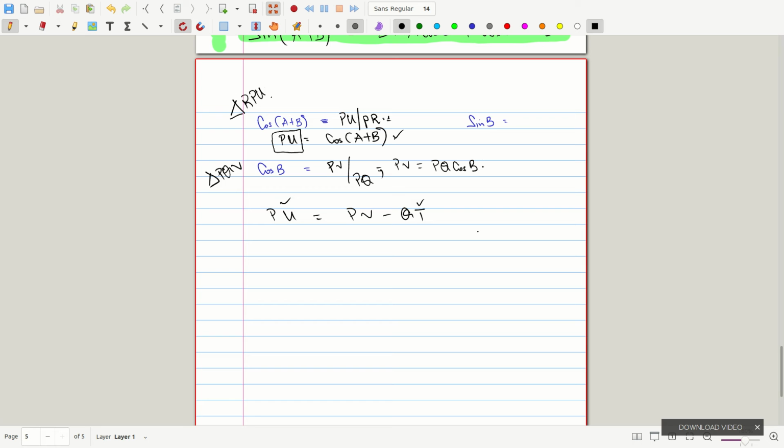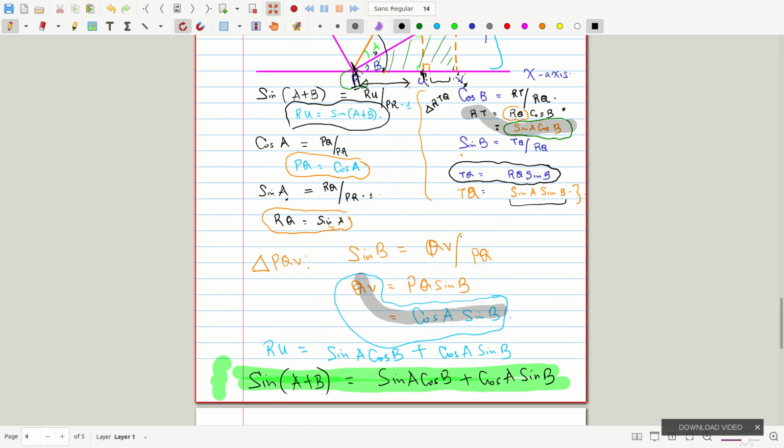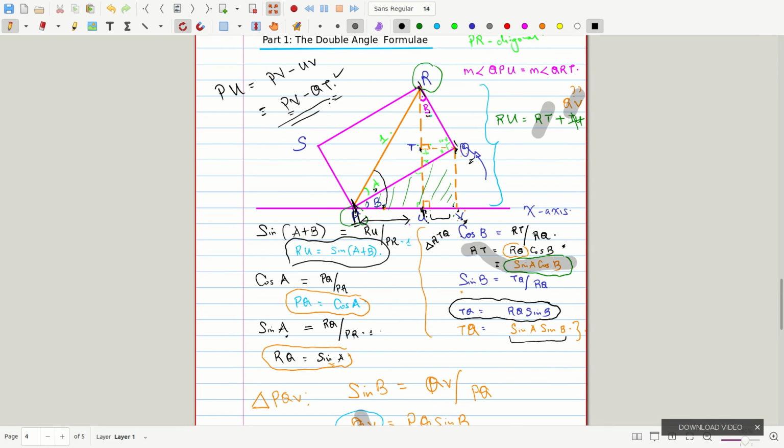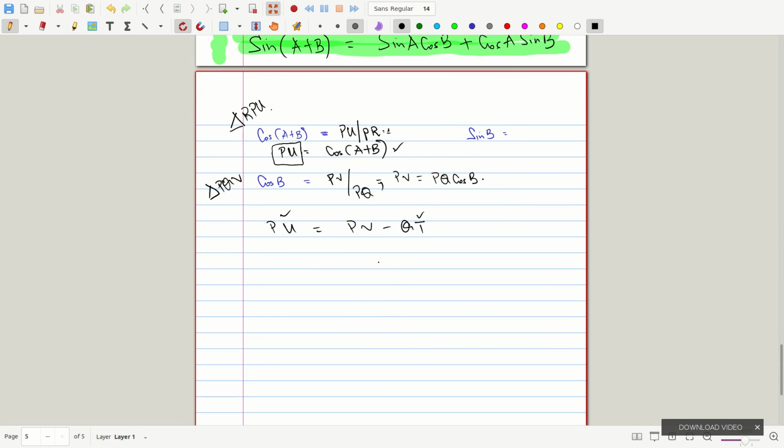Do we have a result for PQ? Let me see. We surely must have a result for PQ somewhere. Let's look into our previous results here and see if we have PQ. Yes, PQ is here, and PQ is cos A. So we simply say this is going to be equal to cos A cos B. Then I guess we have everything we need, if we haven't made a mistake.